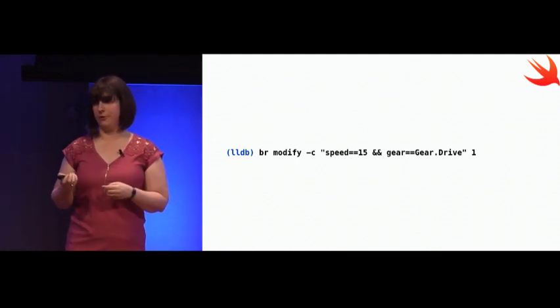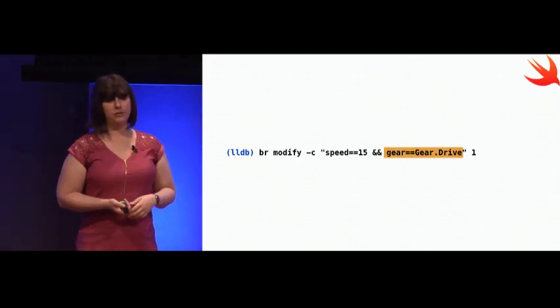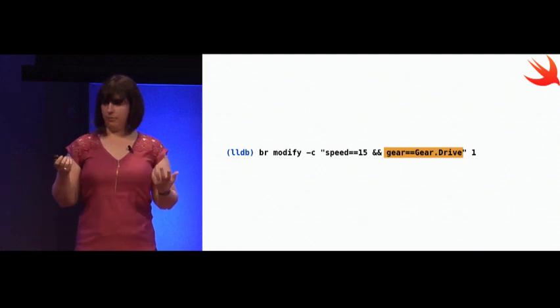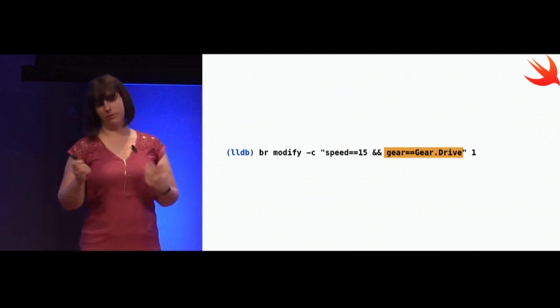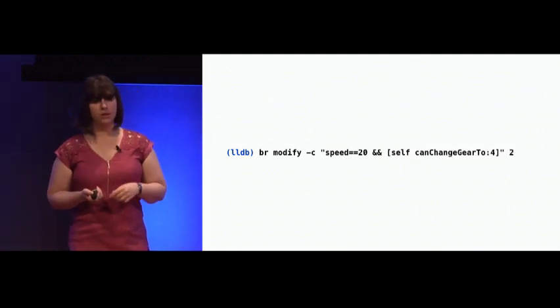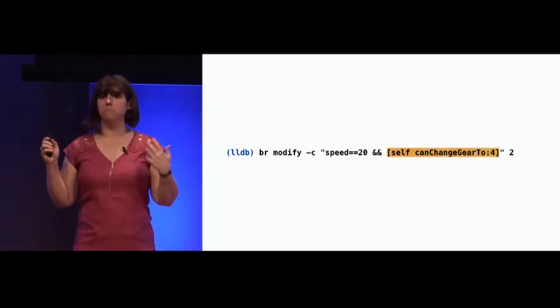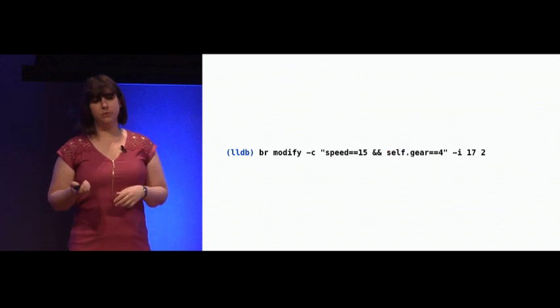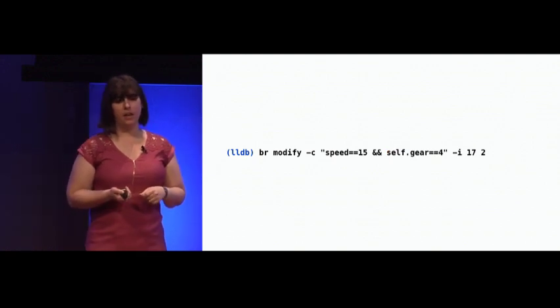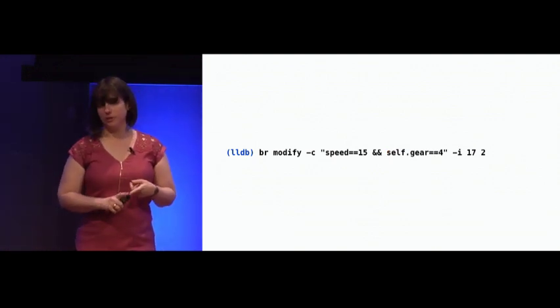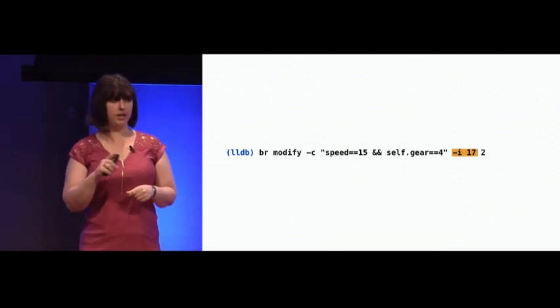Thankfully, in Swift, enums are first-class citizens, so we just get to use our nice named enum types just like you would anywhere else in your Swift code. You can also do function calls in these, just normally, pretty simple. And then something that Xcode also has for you is this thing called ignore count. It's the -i flag.